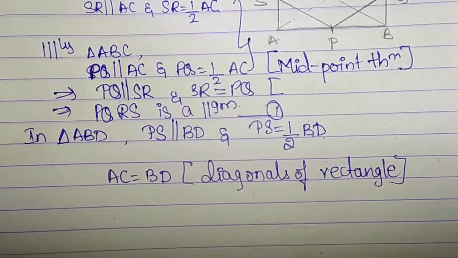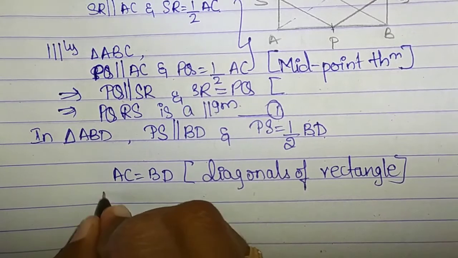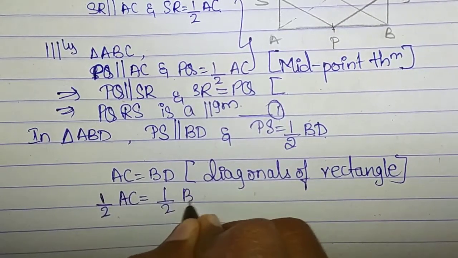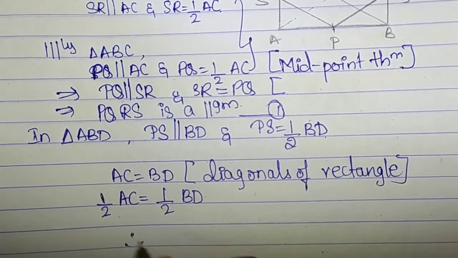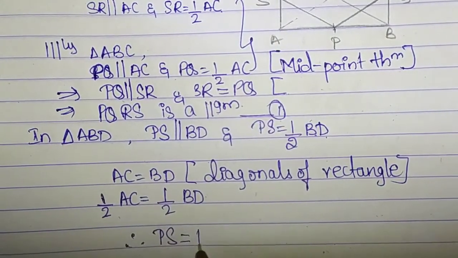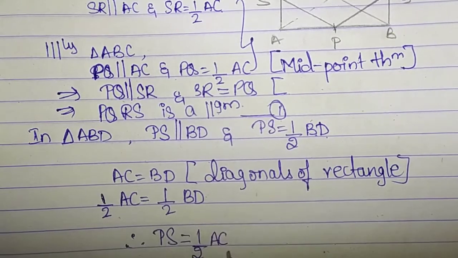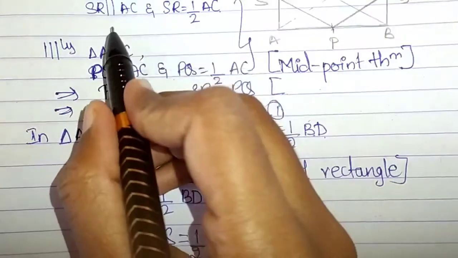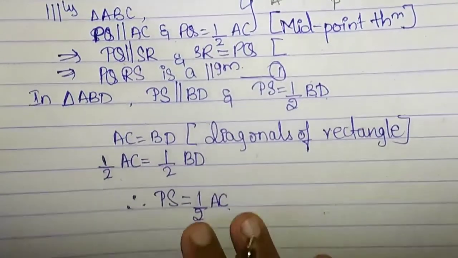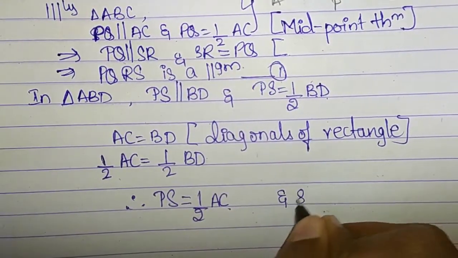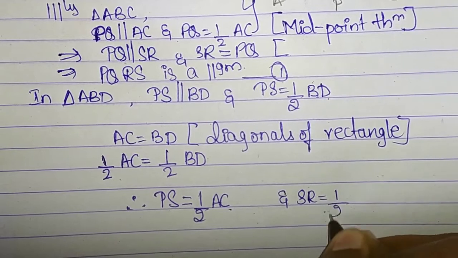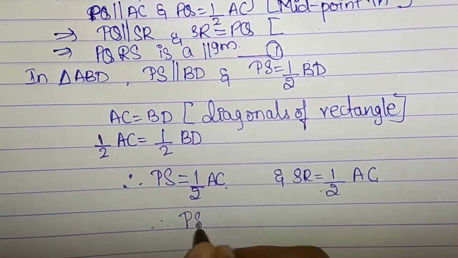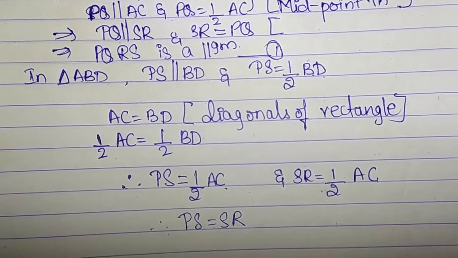Since we know that the diagonals are equal, half of AC is equal to half of BD. Therefore, PS is also equal to half of AC. You know that PS is equal to half of AC, and also SR is equal to half of AC. Therefore, PS is equal to SR.